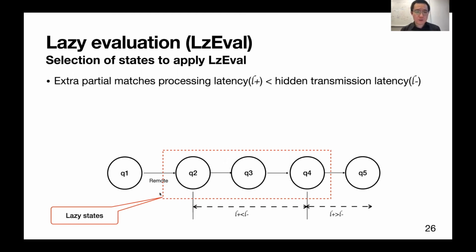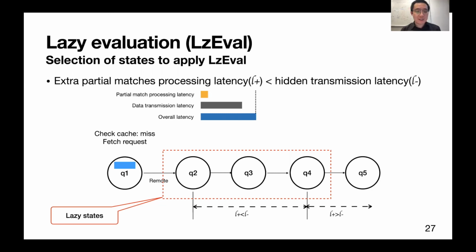It works as follows. When an event arrives at state Q1, the state transition needs to evaluate remote data. So the lazy evaluation initiates fetch requests, but it does not stop stream processing. It relaxes the query predicates and postpones the evaluation of remote data. So the state transition happens and a new partial match is constructed at state Q2.